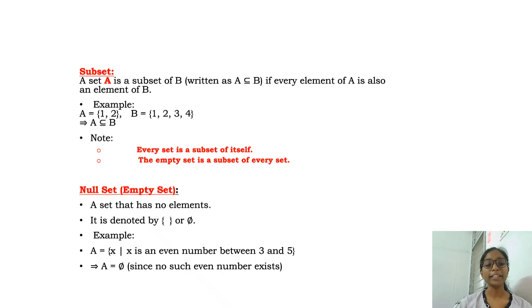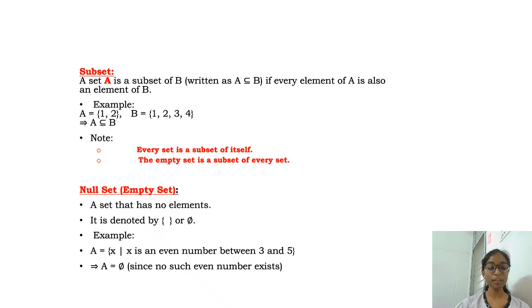Subset. A set A is a subset of B if every element of A is also an element of B. For example, A equals {1, 2} and B equals {1, 2, 3, 4}. We can say that A is a subset of B, and the elements of A are contained in the elements of B. Note point. Every set is a subset of itself. The empty set is a subset of every set.